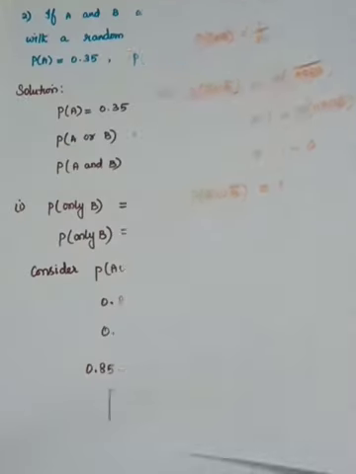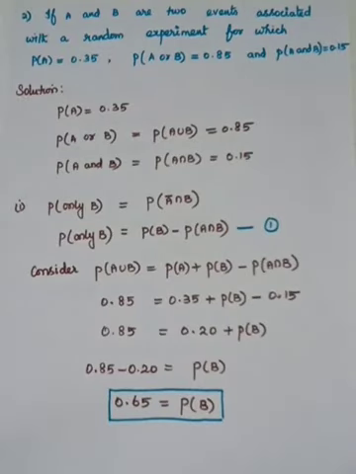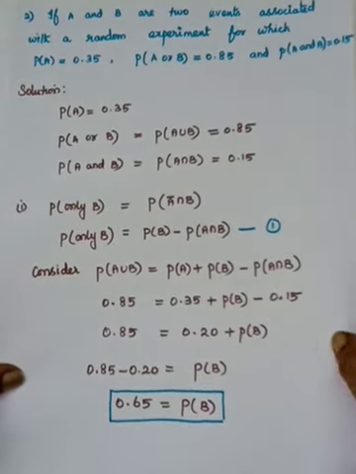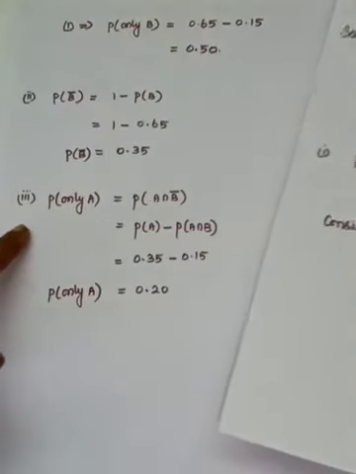Okay, coming to the second problem. If A and B are two events associated with the random experiment for which P of A is equal to 0.35, P of A or B is equal to 0.85, and P of A and B is equal to 0.15. Here you have to find out three subdivisions.